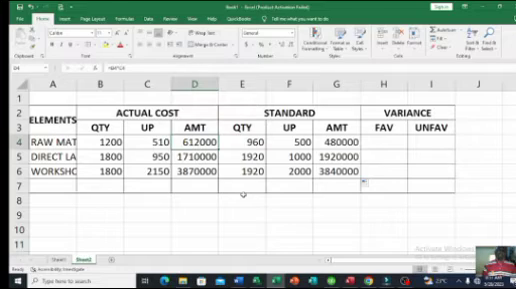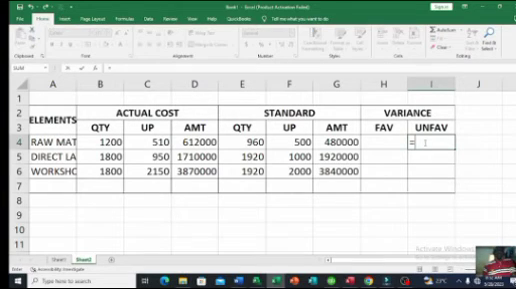Please take notes. What am I saying? Our plan was that we would produce 500 units, but we were unable to. Now that we have produced only 480, we were supposed to spend 480,000 on raw materials. But now we have spent 612,000, meaning the variance here is, in fact, not negative, it is unfavorable.